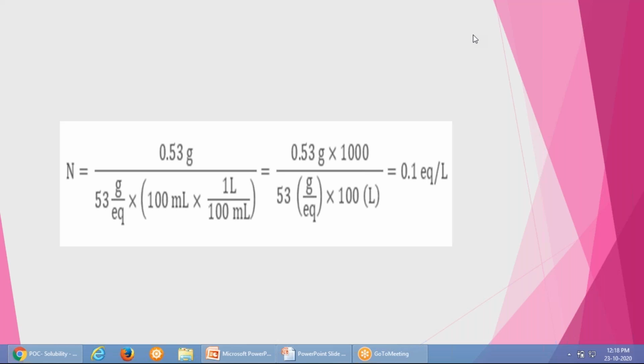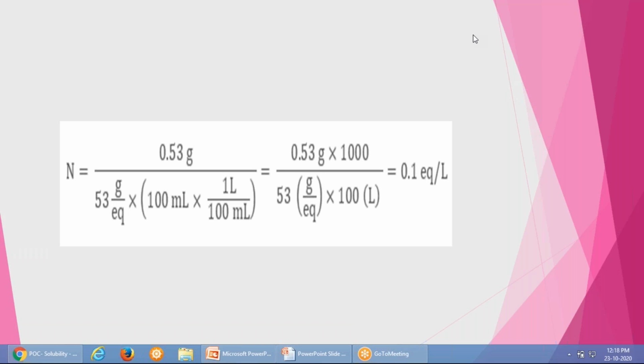When we talk about a salt, it will be different. What happens for the equivalent weight of a salt? It is the ratio of molecular weight to valency. It should be divided by the valency of the salt.